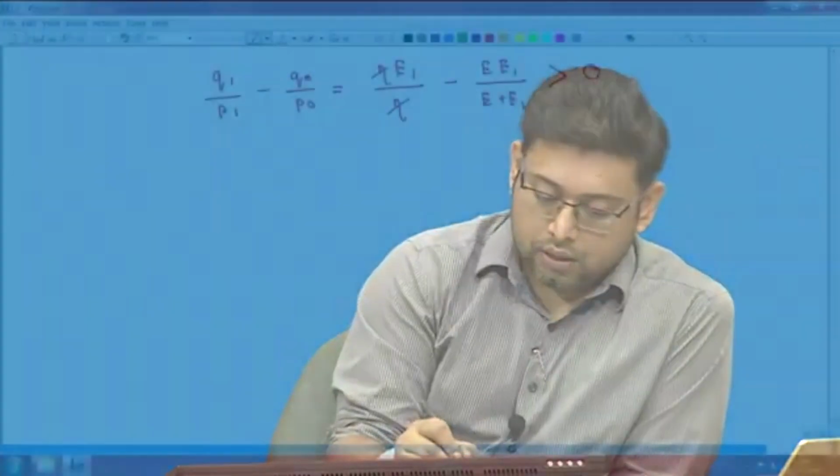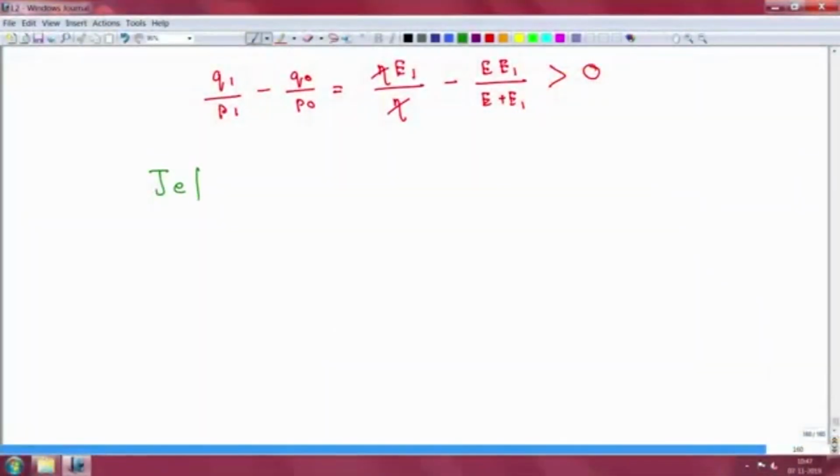So, what we are going to introduce now is also called the Jeffreys fluid. So, the Jeffreys model. In the Jeffreys model, what you have is a Kelvin-Voigt system.